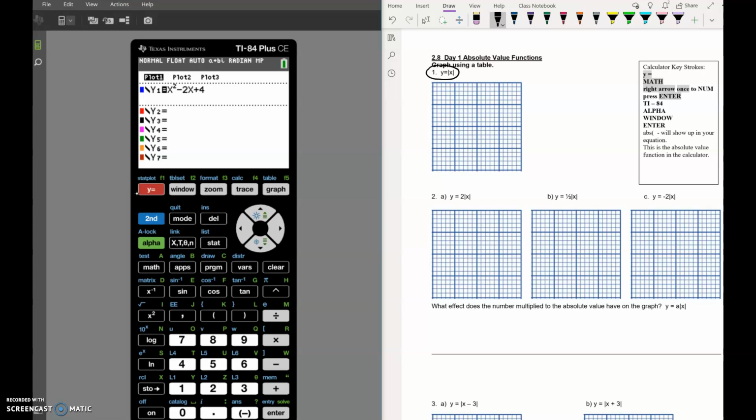Okay, now these calculators, the ones that are in my room at least, are used by several people throughout the day. So there might be stuff in this screen. So if you see any stuff in here, push clear and clear it out. You might have to go down to other lines and clear out other lines.